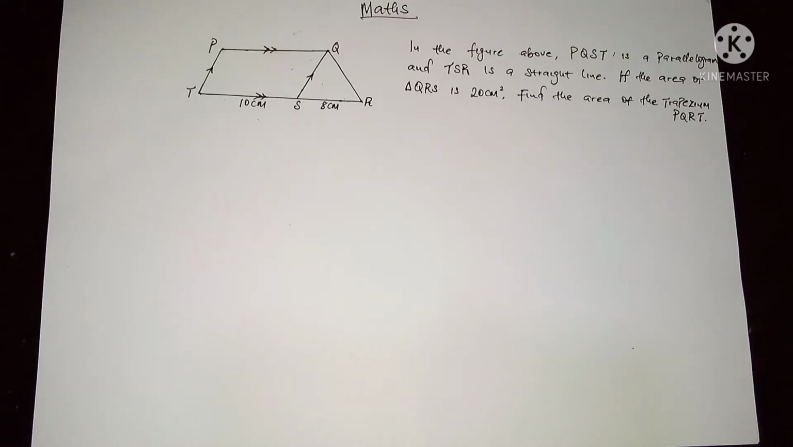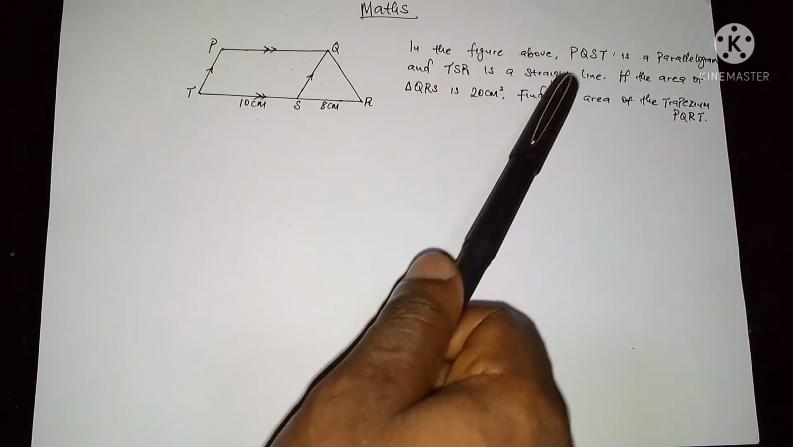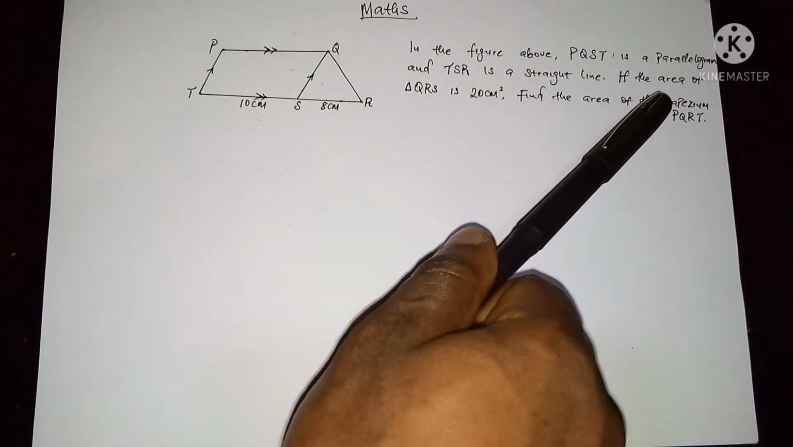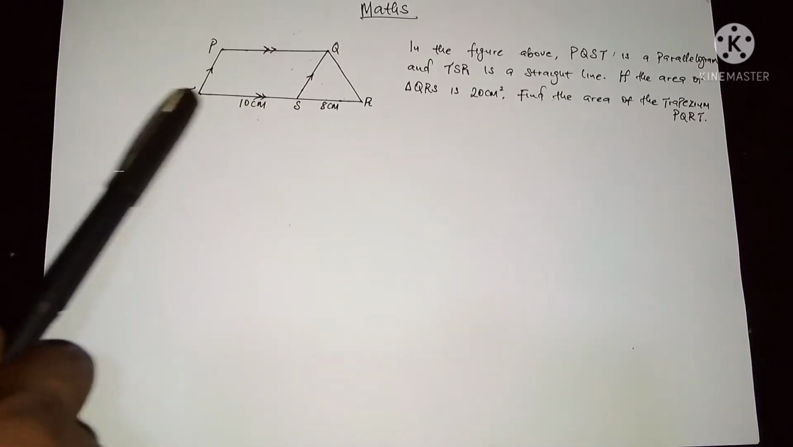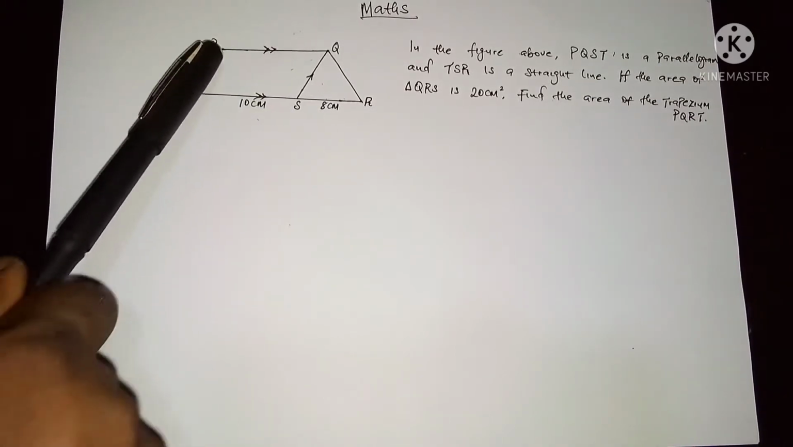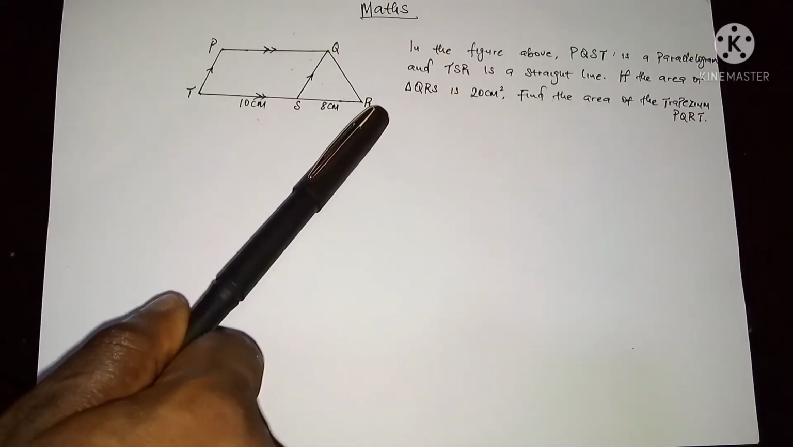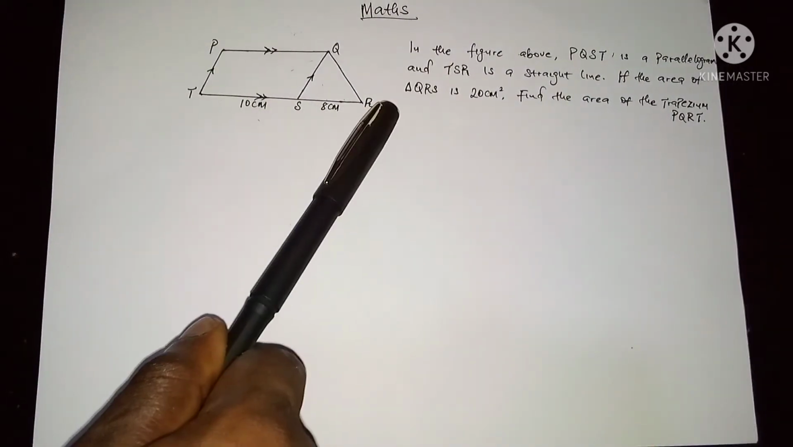Hello viewers, in this class we are going to be looking into shapes, geometry. Now in this particular case we have a problem we are going to be looking into, and the problem says: in the figure above, PQST is a parallelogram, and TSR is a straight line. You can see the straight line.